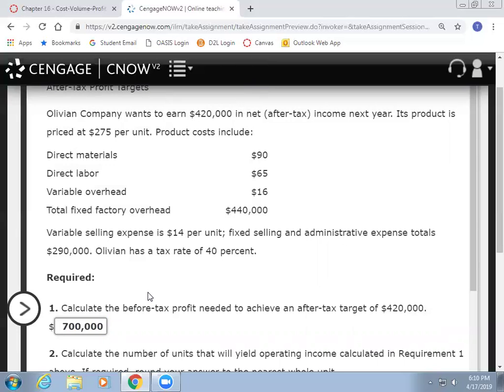So in other words, you should get 1,430,000 divided by $90. Is that what you guys get for the contribution margin? Yeah.